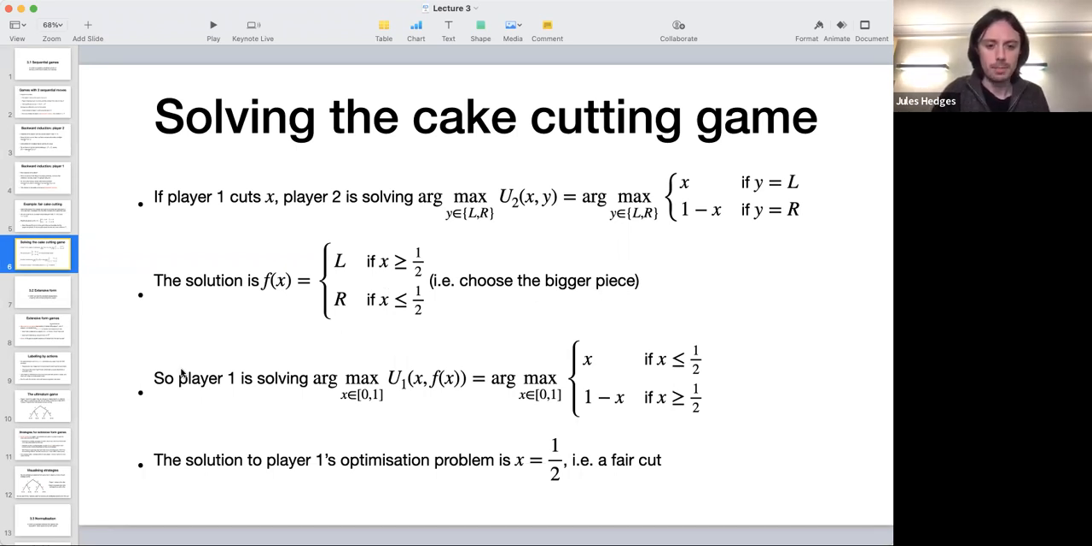So what that means is that player one wants to maximize this thing. If you plug this f of x back into the payoff function, we end up with this thing, namely, if x is smaller than 1/2, then player one is going to get x because player two took the bigger piece, which is 1 minus x. And if x is bigger than 1/2, then player one is going to get 1 minus x because player two took the bigger piece, which is x.